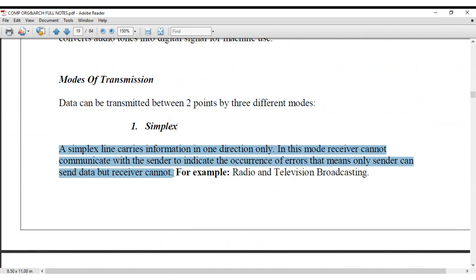Simplex transmission, or also in a plane, or in a train, when the captain or the pilot is saying things to the passengers. So that kind of transmission is a simplex transmission, unidirectional. Okay, unidirectional, only one direction, or in a ship, those kinds of things.